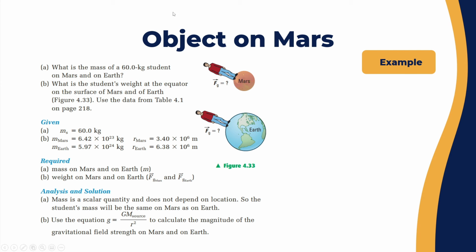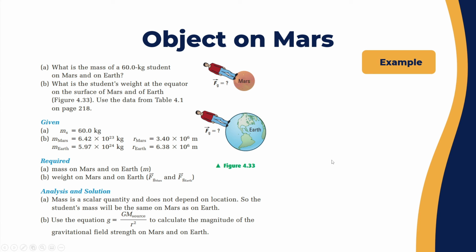Now, back to our example. What is the mass of a 60 kilogram student on Mars and on Earth? The mass is 60 kilograms on Earth. And the mass of Mars is 6.4 times 10 to the power 23 kilograms. Mass of Earth, we know it. Radius of Mars, we know it. Radius of Earth, we know it. Find the mass on Mars and on Earth.